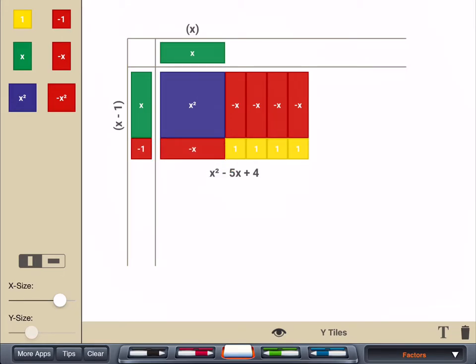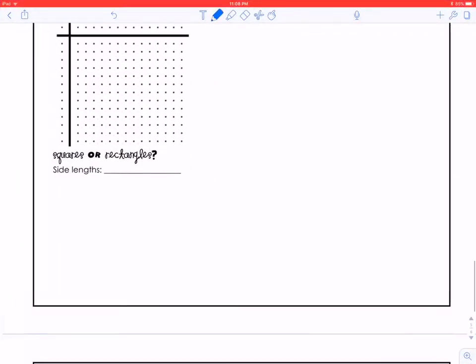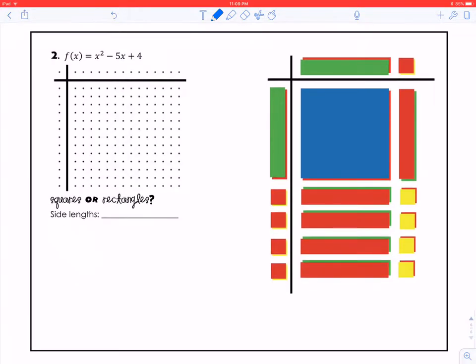Okay, so likewise, as I look across that very top row, I'm also getting a result of negative x's here. So I'm going to have to do x times a negative 1 to get this negative x. So 4 of these negative 1 pieces to get my width across the top. So really, my dimensions are x minus 1 times x minus 4. All right, let's go back and record x squared minus 5x plus 4 will arrange into a rectangle. Let's go ahead and record that.